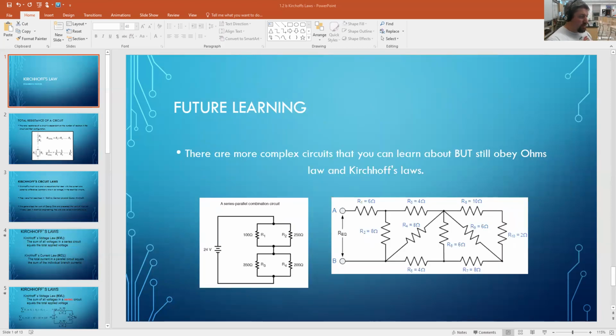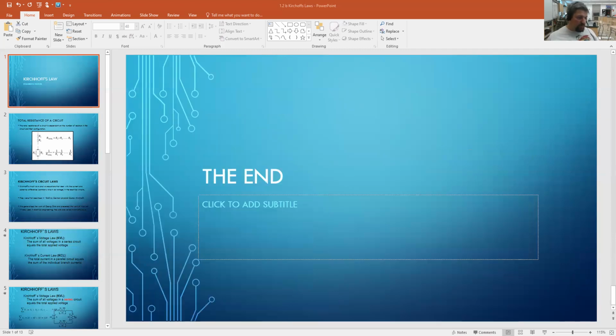Now, in future classes, not in this class, you guys can learn about more complex circuits where they combine series and parallels into a circuit, and you can get much more complex. But here's the really cool part. They still have to obey Ohm's and Kirchhoff's laws, no matter how complex they look. These look scary, but they're not really that scary. They just look it. So if you have any other questions, please go ahead and ask your teacher.